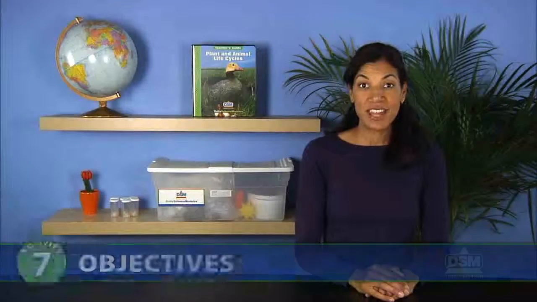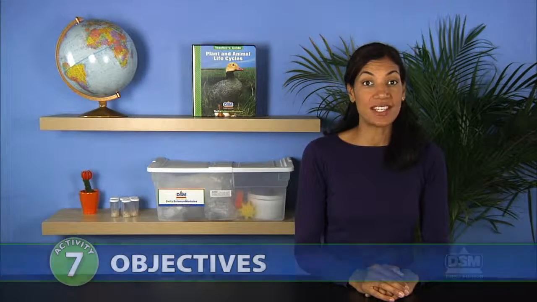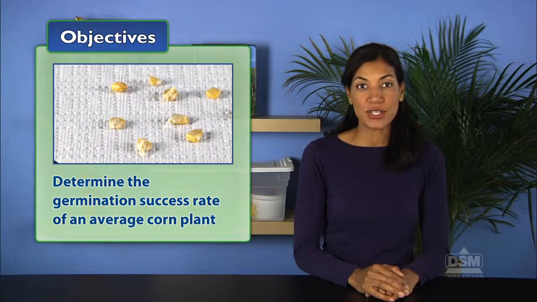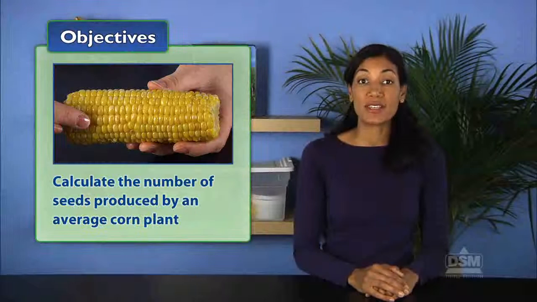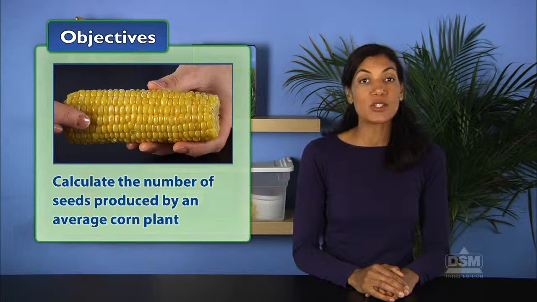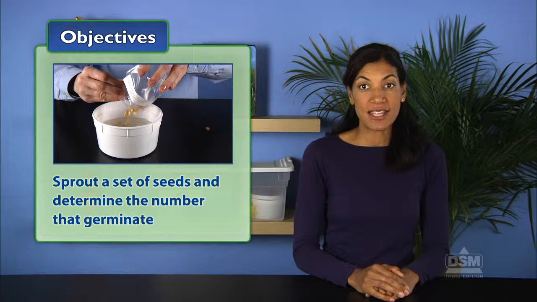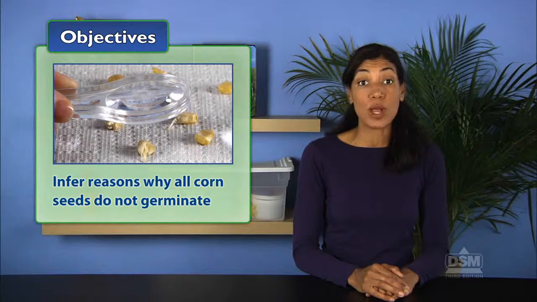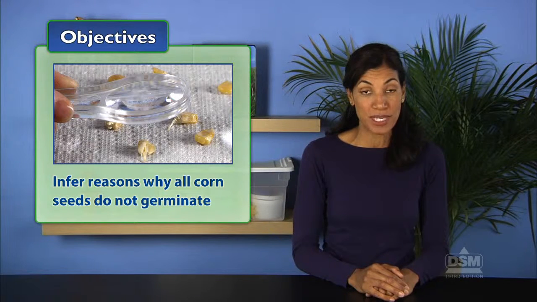In Activity 7, Seeds and More Seeds, students sprout corn seeds to determine the germination success rate of an average corn plant. The students first calculate the number of seeds produced by an average corn plant, then sprout a set of those seeds and determine the number that germinate, and finally infer reasons why all corn seeds do not germinate.